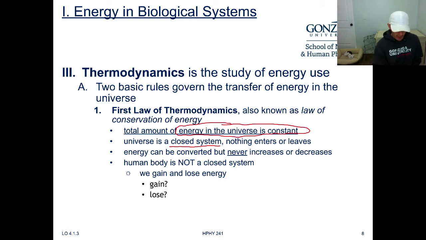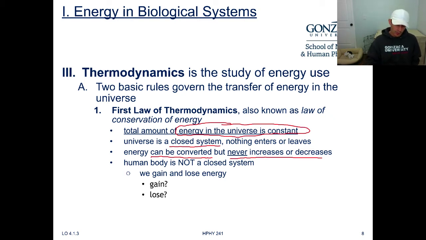So going back to that concept of converting energy, it can be converted, but it never increases or decreases. But I think a better way to say it is that you do not destroy or create new energy. You only convert it. Okay? Hopefully that makes sense.